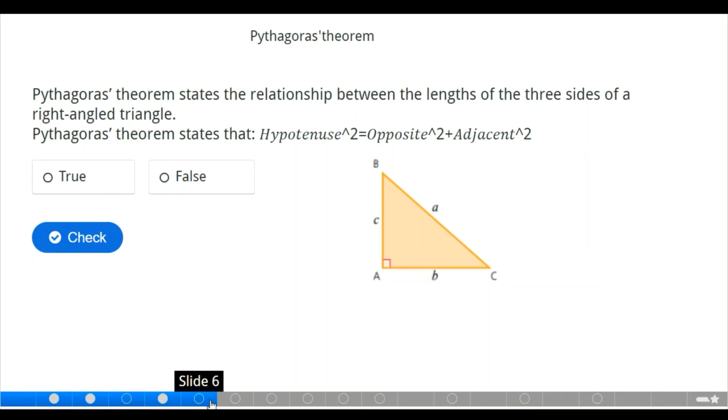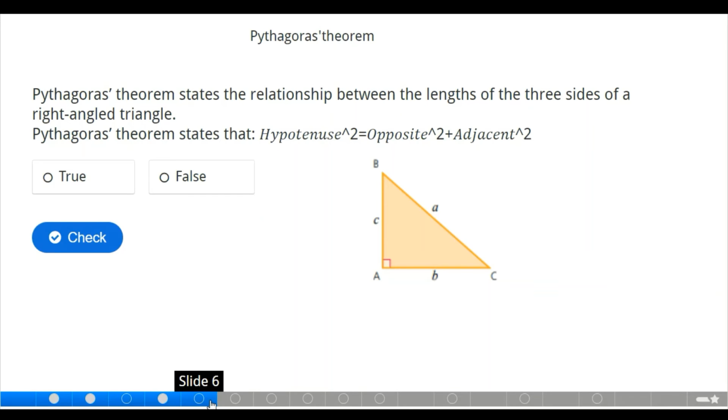We look at the sine, which is what? Opposite over hypotenuse. We look at tan, which is opposite over adjacent, and we look at cos, which is adjacent over hypotenuse. Now we want to look at another rule that we can use for our trigonometry ratio, which is what? Which is Pythagoras theorem.